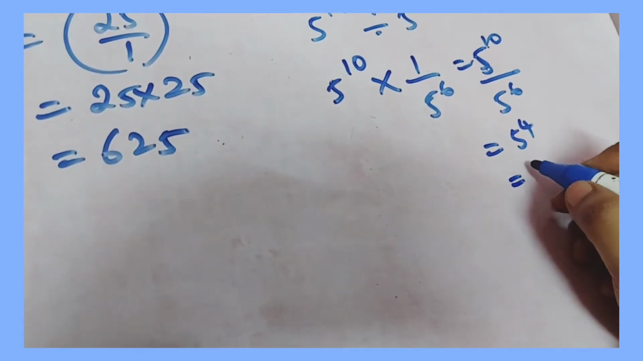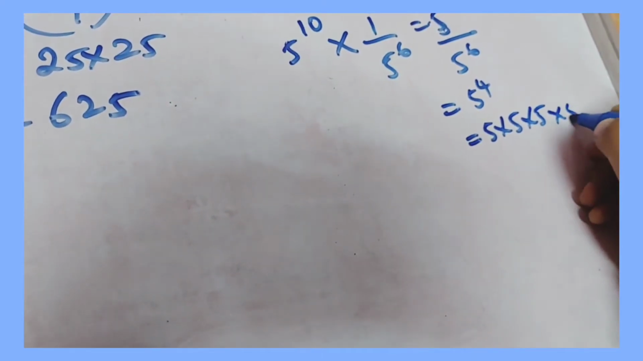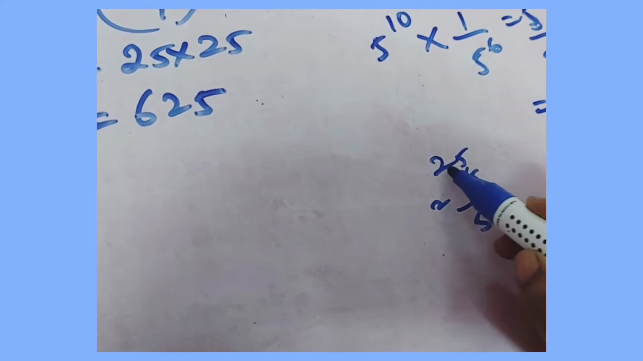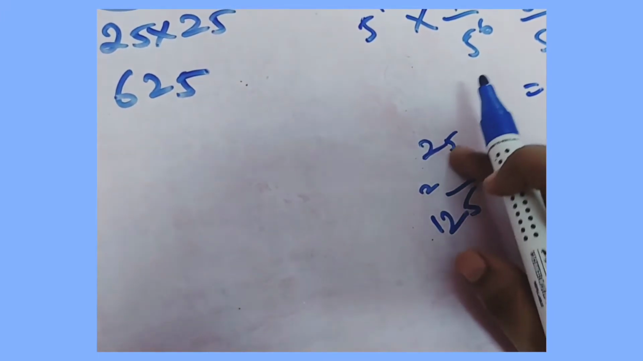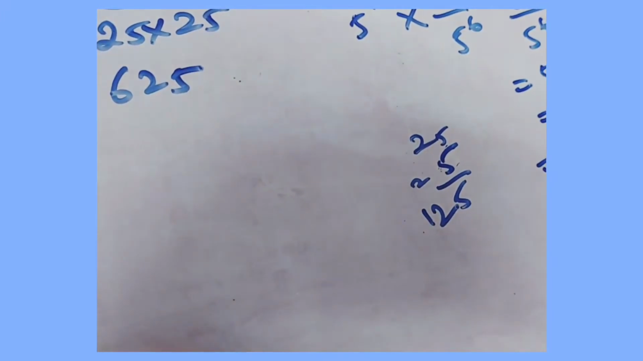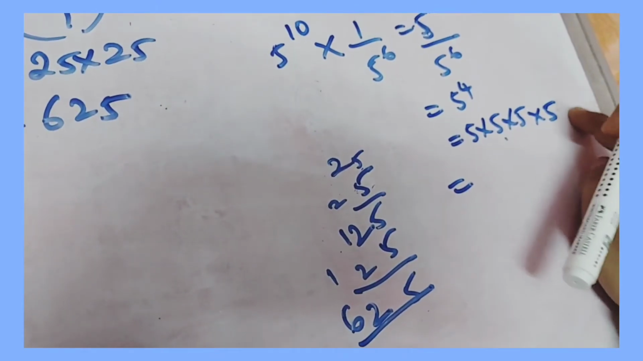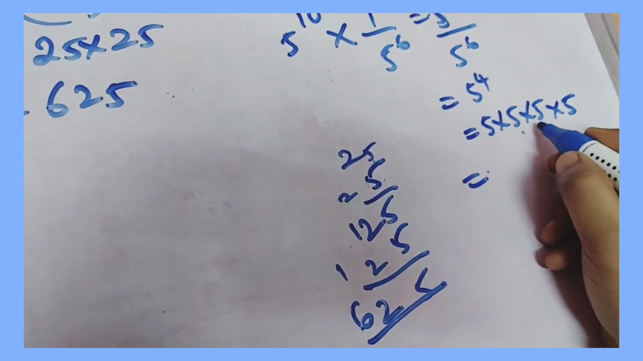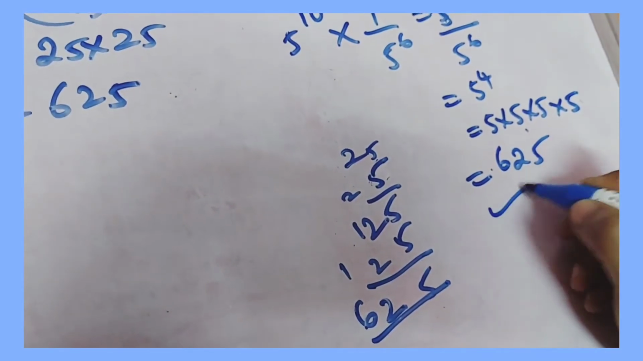So what is 5 to the power of 4? If you do 5 four times: 5 5s are 25, 25 5s are 125, 125 5s are 625. So this is the answer.